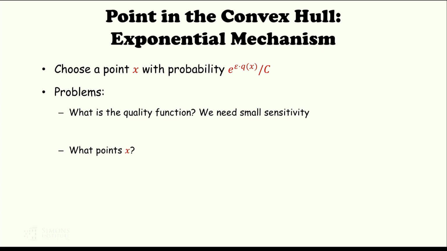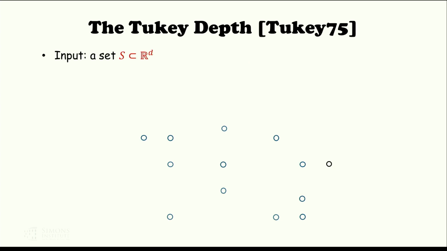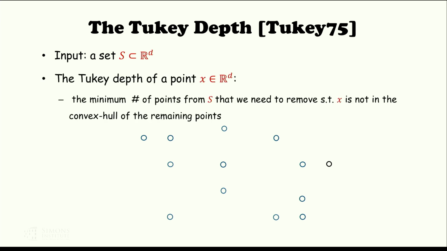To define the quality function, I have to define the Tukey depth of a set of points. The Tukey depth was defined by Tukey in '75. The input is a set of points in R to the d. The Tukey depth of a point x in R to the d is the minimum number of points from S that we need to remove such that x will not be in the convex hull of the remaining points. This is similar to the way that we define the quality function for d equals 1.